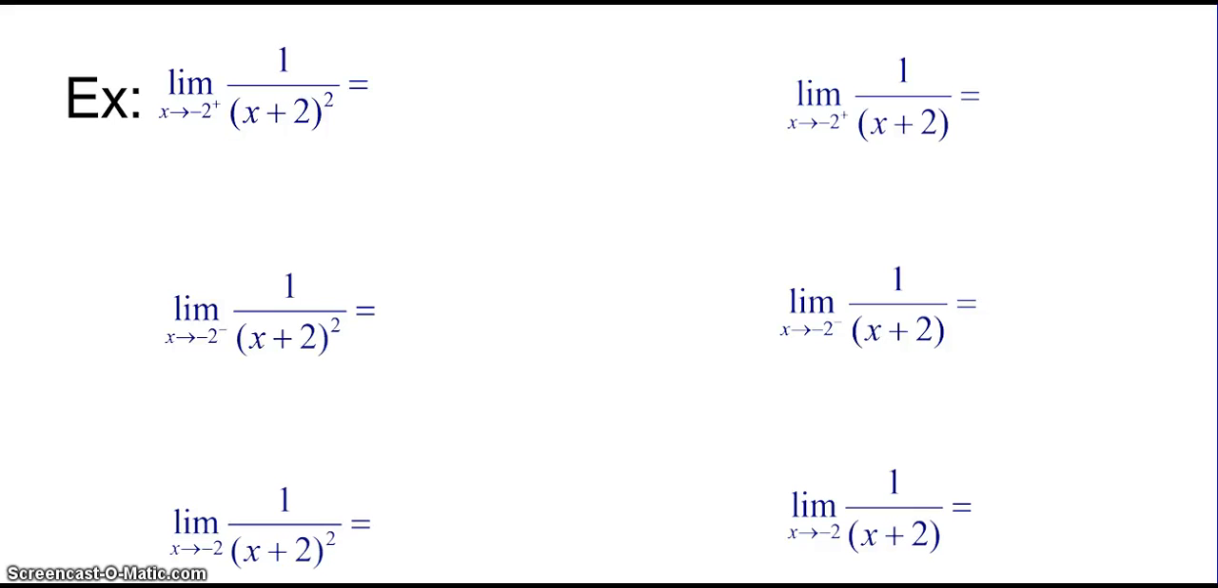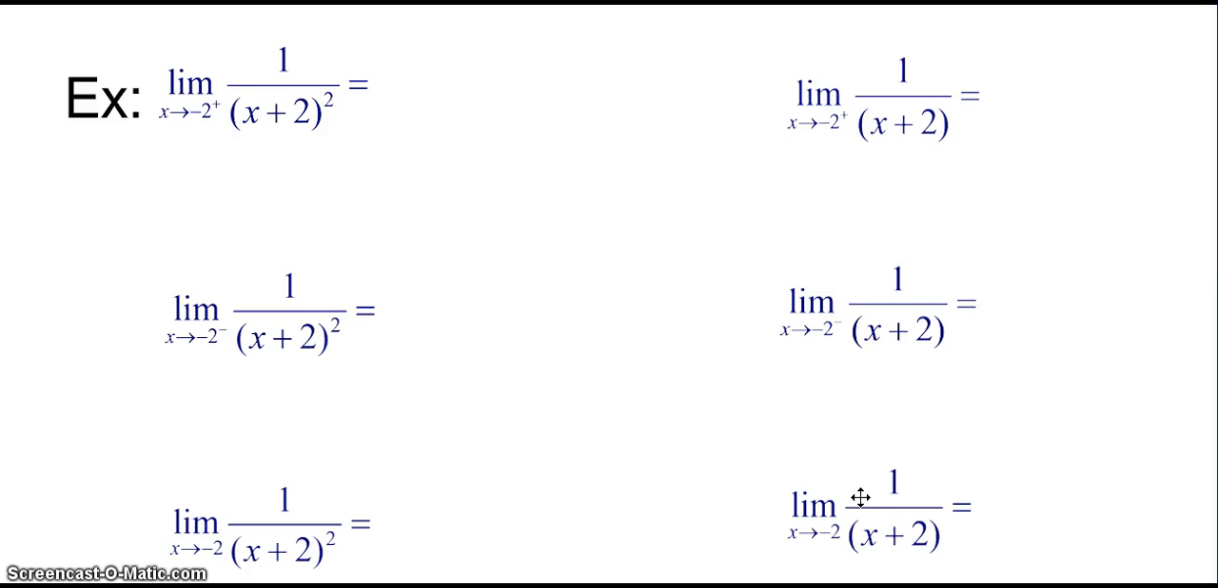Alright, next we're going to look at what's going to become limits to infinity. So if we want to evaluate the limit as x goes to negative 2 from the right of 1 over x plus 2 quantity squared, the limit as x goes to negative 2 from the right of x plus 2, and then from the left for both of those, and then at negative 2 for both of those.